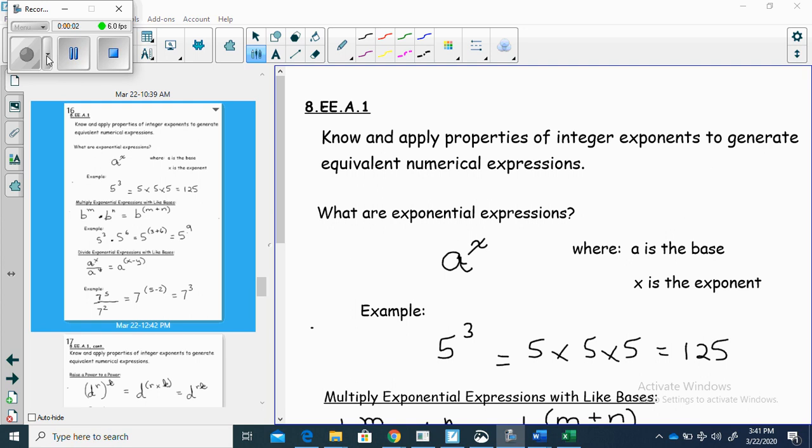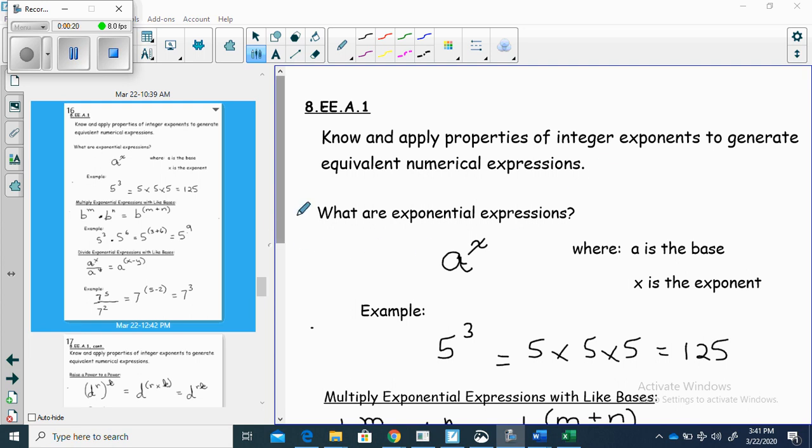This is a review of Standard 8 EEA1. We are going to see how to handle expressions and equations. In fact, in this, we're going to know and apply properties of integer exponents to generate equivalent numerical expressions. We're going to be dealing with exponents.